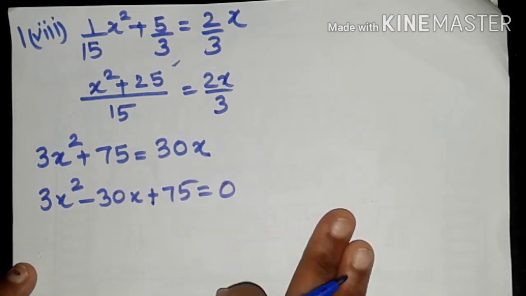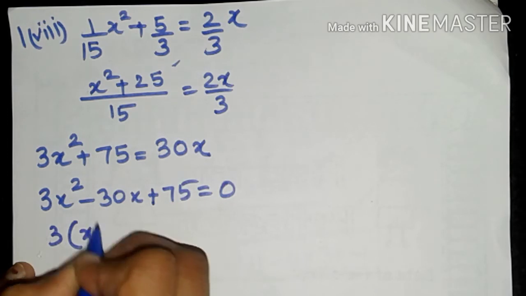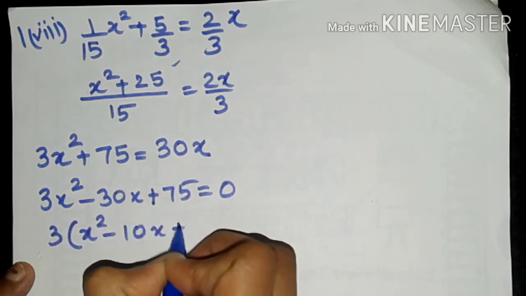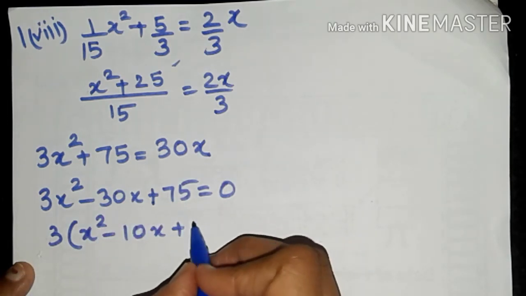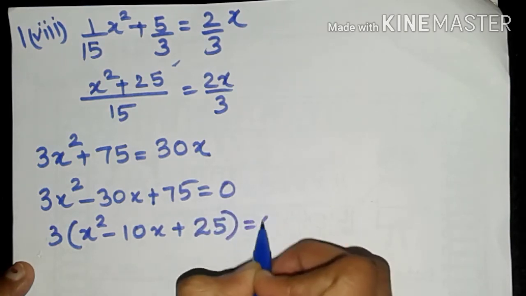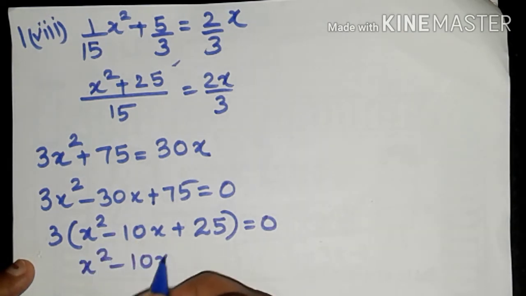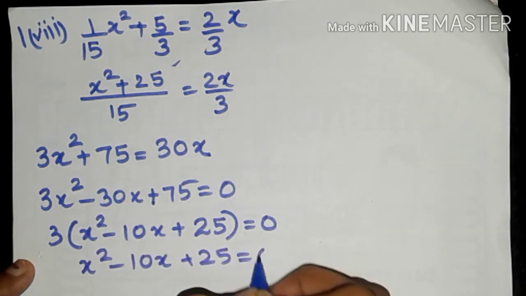Now don't stop here. We can take the 3 common. So let us do that. I'll get x square minus 10x here, and this is 3 2s are 6... I'll get 25 again. Is equal to 0. Right? So my quadratic equation is going to be this.